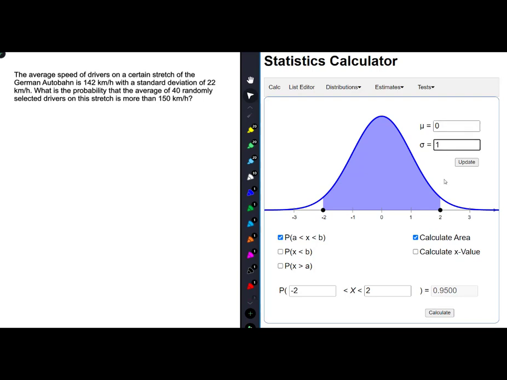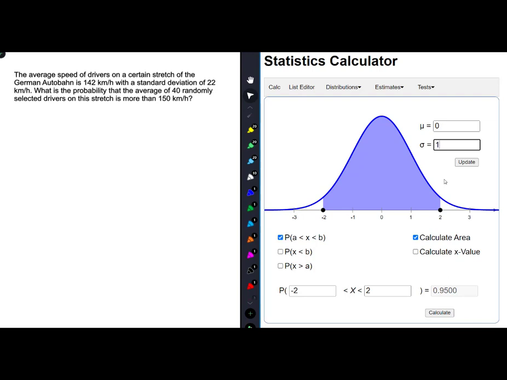Now, if you go over to an example problem, like I've got one right here, it says the average speed of drivers on a certain stretch of the German Autobahn is 142 kilometers per hour, with a standard deviation of 22 kilometers per hour. What is the probability that the average of 40 randomly selected drivers on this stretch is more than 150 kilometers per hour? Okay, so we have a set of data, and it's not told to us if that set of data is normally distributed or not.